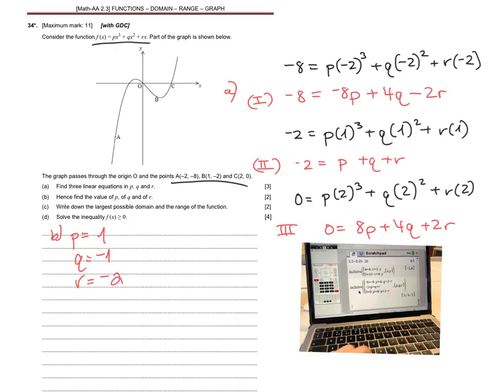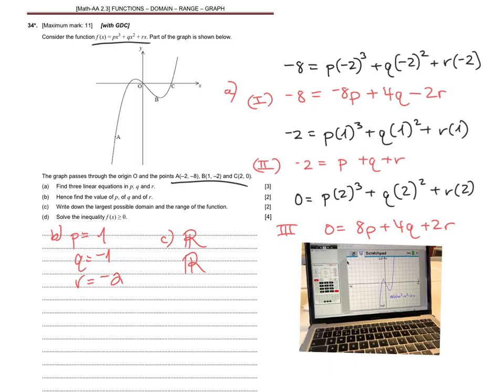Now, if we put this into the function here, so tab, up, clear, and we've got 1x cubed plus, minus x squared, negative 1 minus 2x. That's our function. It looks just like what they've given us. The largest possible domain, the domain is all real numbers. We can substitute any value in there, it's fine. The range, also all real numbers. It goes up and down forever.